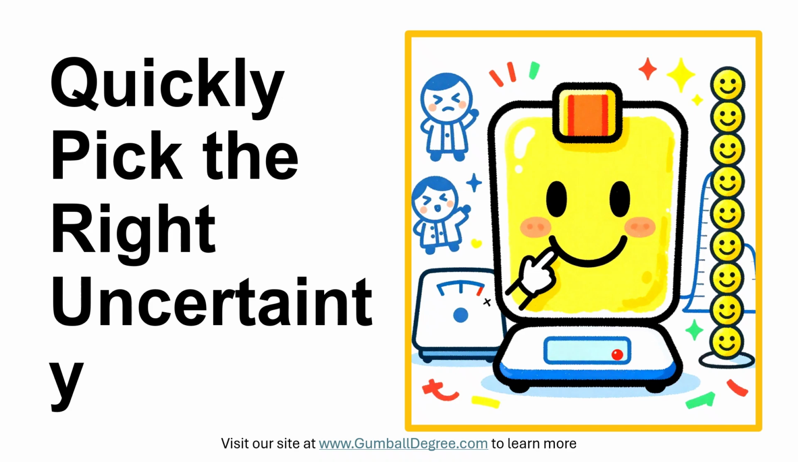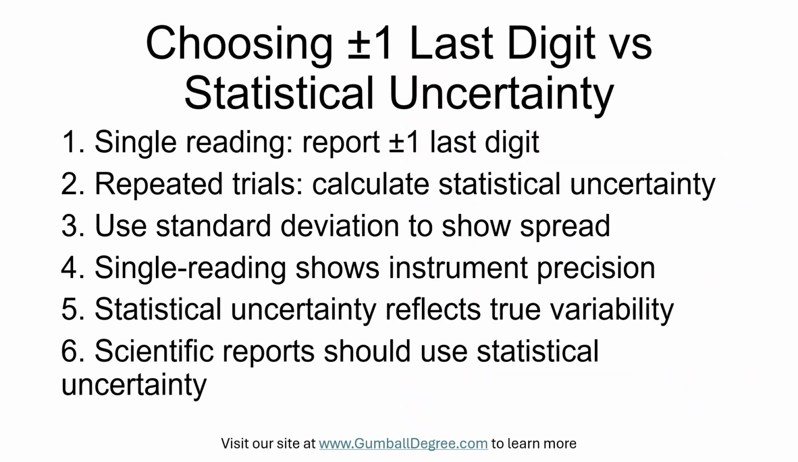Use plus or minus one last digit when you have a single quick reading and need a simple estimate, and use a full statistical uncertainty calculated from repeated measurements when you are doing careful scientific reporting. Think of measurement like weighing cookies on a scale.